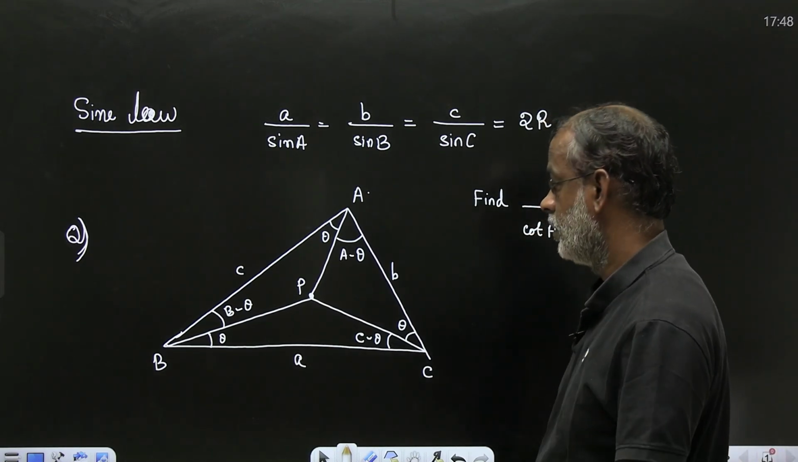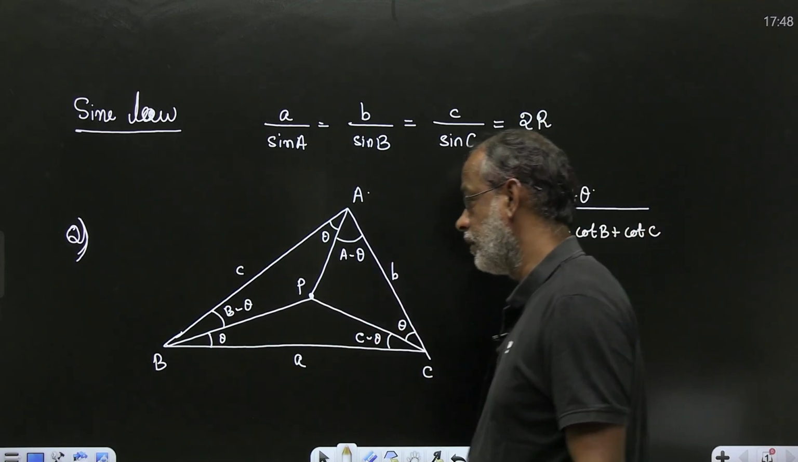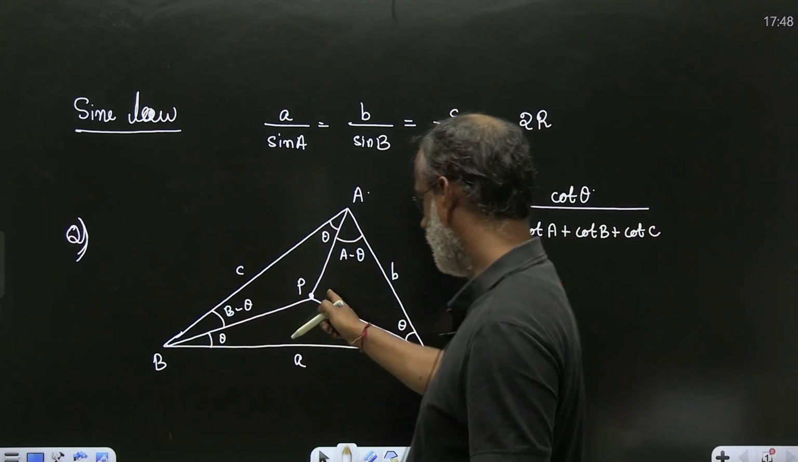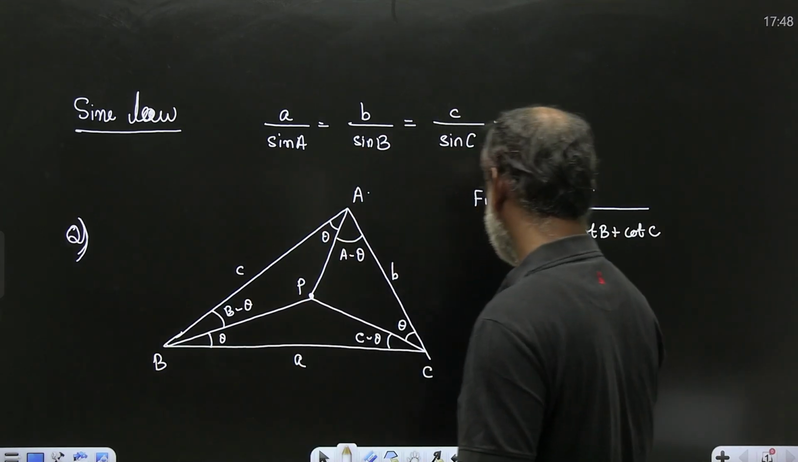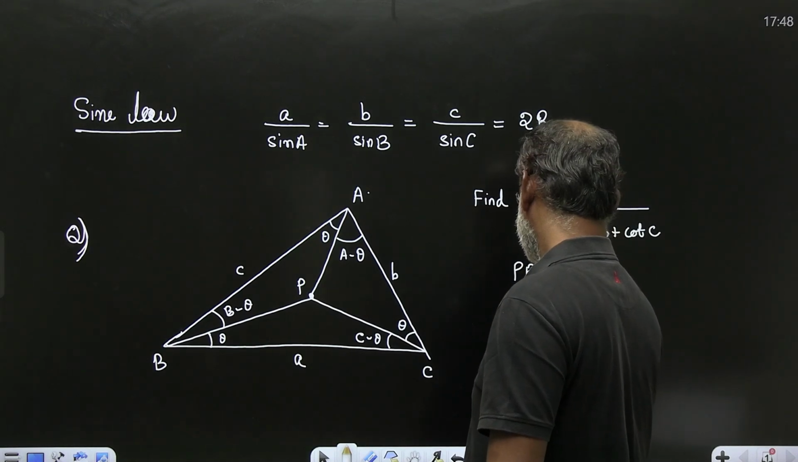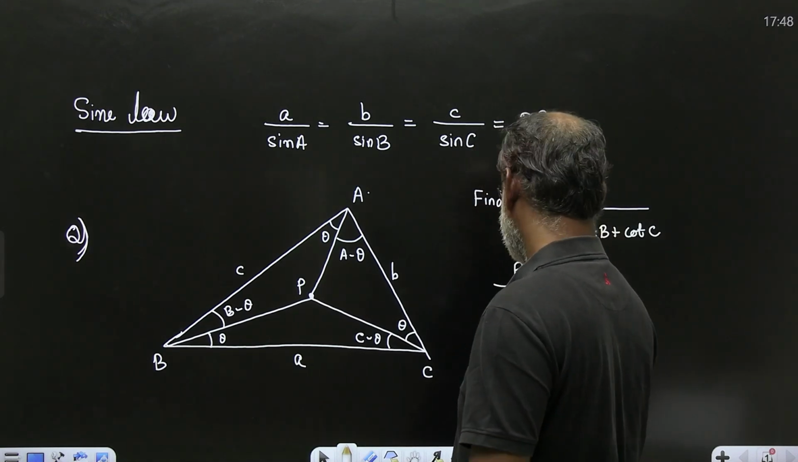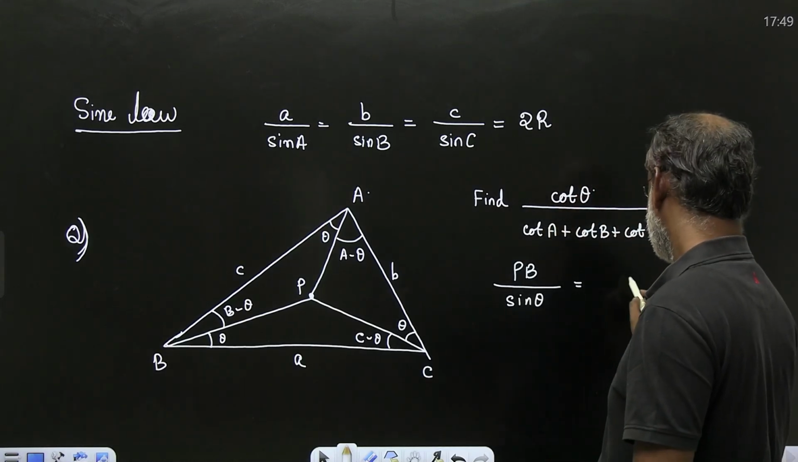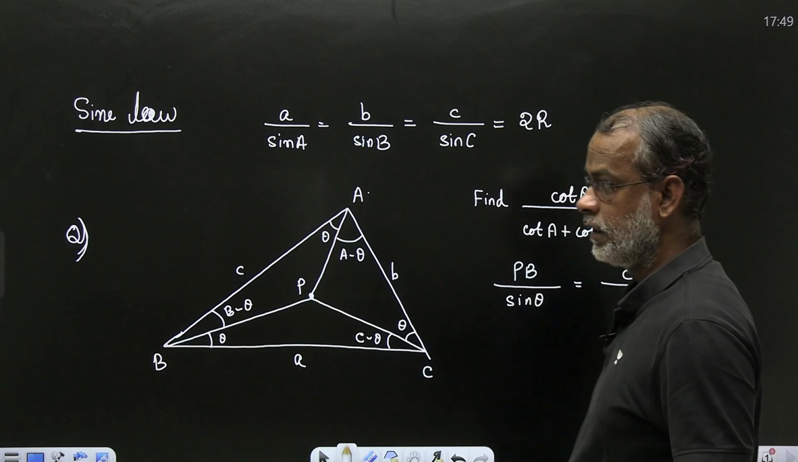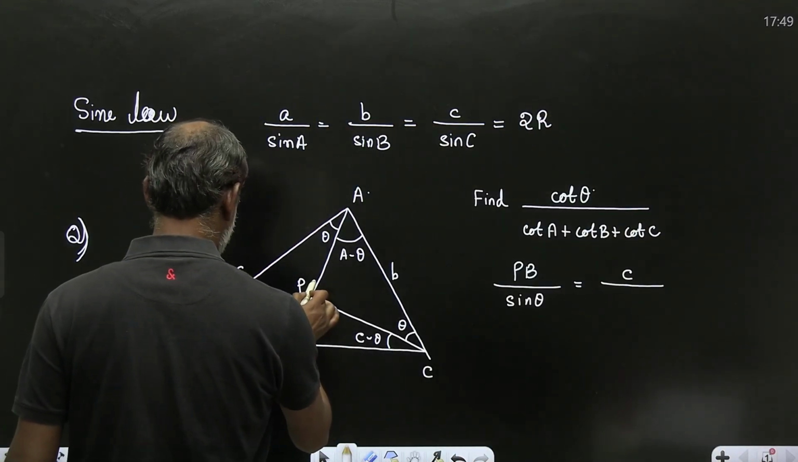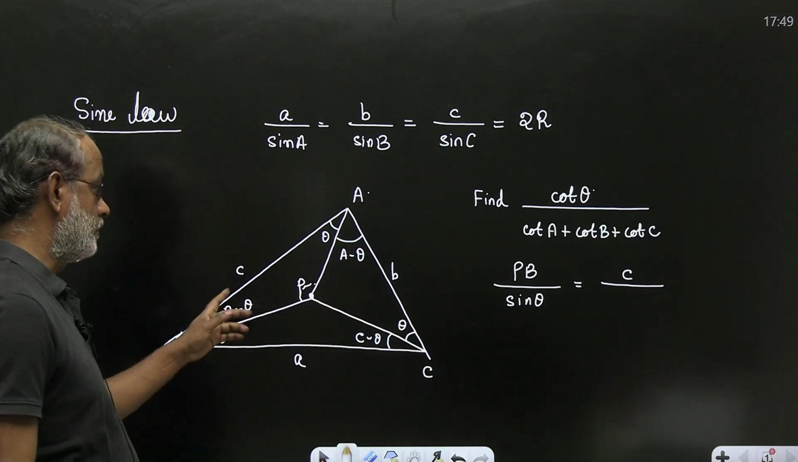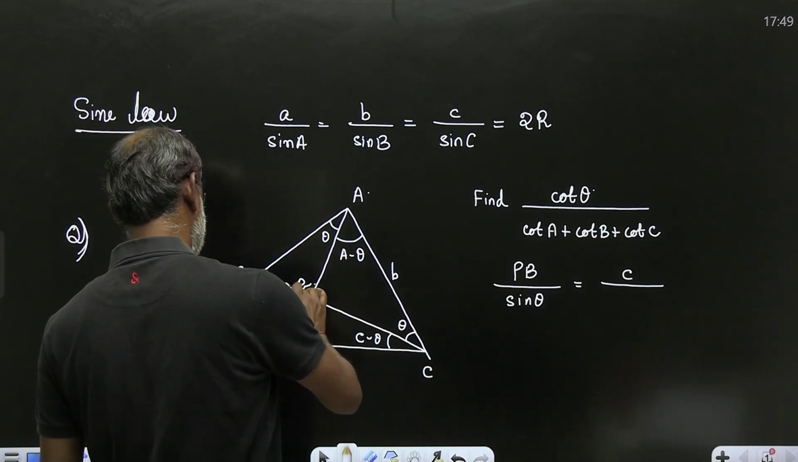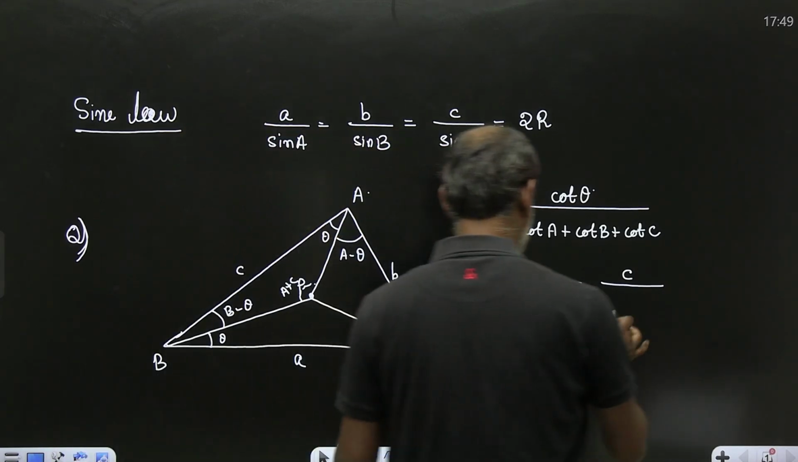Now here we can say PA upon PB, or let us take AB, with PB as the common thing. So PB upon sine theta is c upon sine of, can you tell me what this angle is? This is B minus theta, this is theta. So the sum of these two angles is B, and this is nothing but A plus C. So sine A plus C.